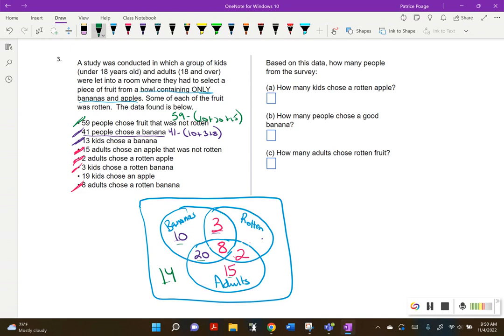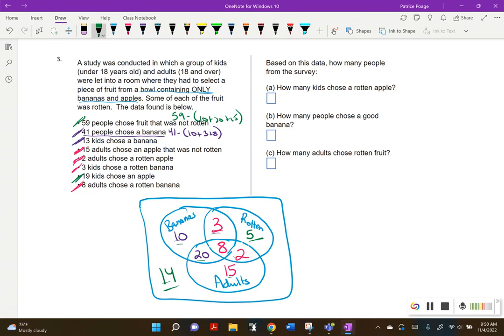And then 19 kids, so they're not adults, they're kids, so they're these outside 4 numbers, chose an apple. So they did not choose a banana, and they're not adults. So completely cover up these 2 circles, and you're left with the outside number and over here. That needs to add up to 19, so that leaves us with 5.